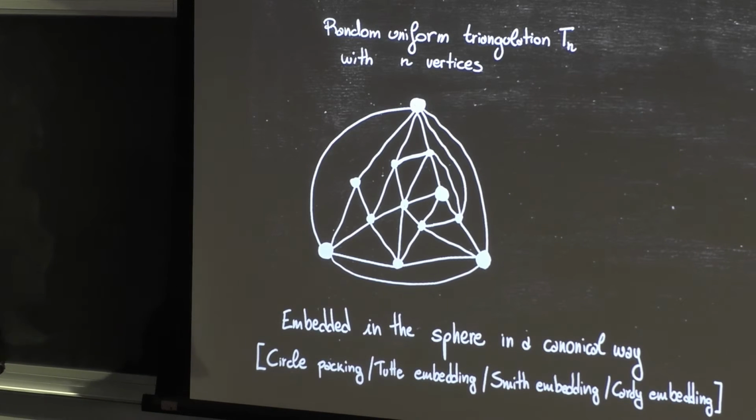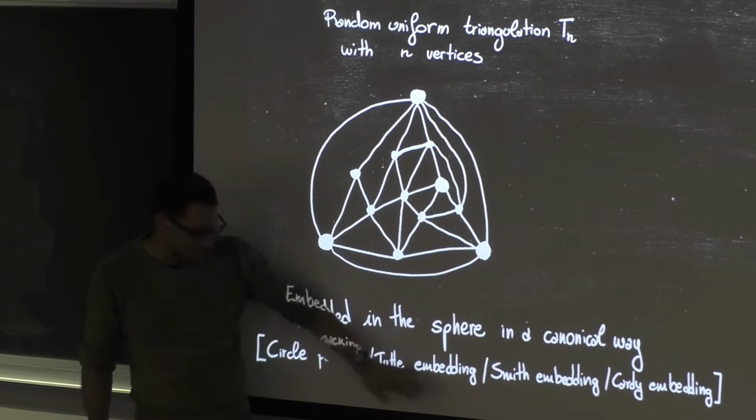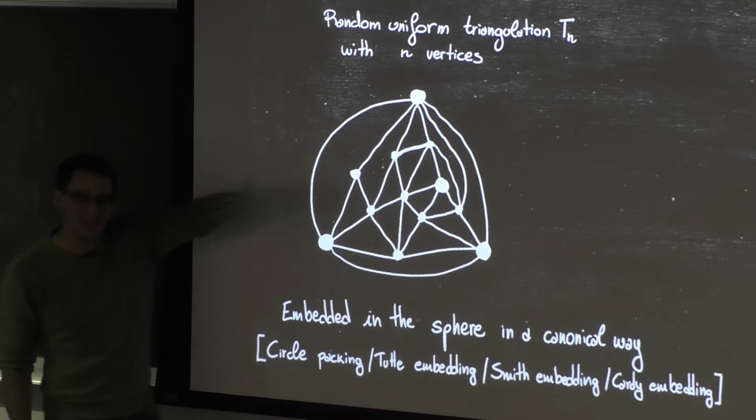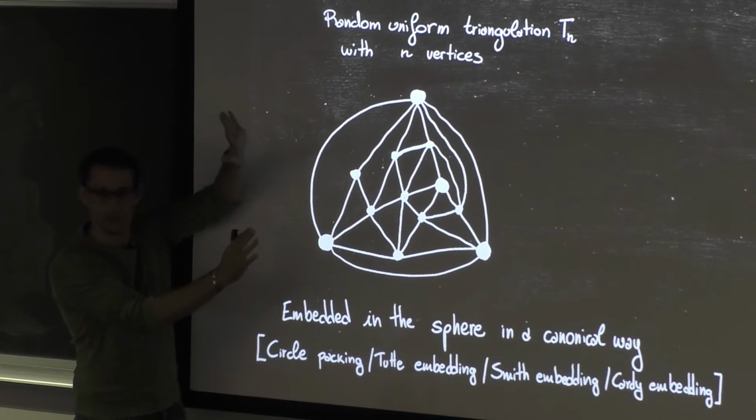Using circle packing, using Tutte embedding, using the Smith embedding or the Cardy embedding. I think on the sphere, the best one is this Smith embedding. Tutte embedding works well in the disk. But without going into that, just think that the planar map is embedded in the plane in a very canonical way.